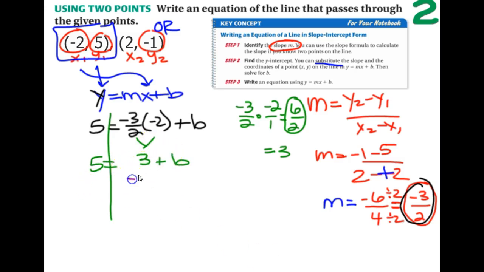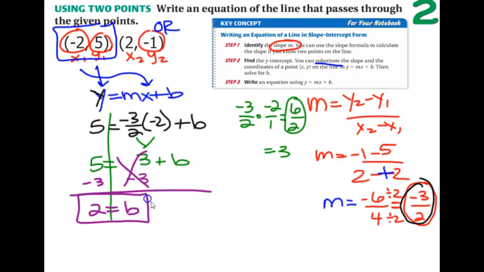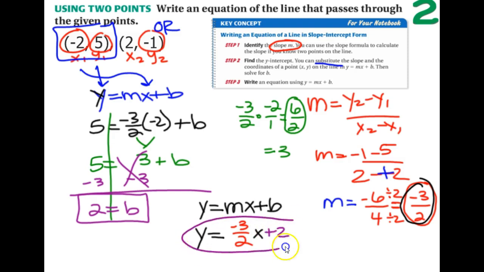And get b by itself, so I'm going to have to subtract 3 to get rid of that 3. 2 equals b. So our equation will be y equals m, which is negative 3 over 2, x, plus b, which is plus 2.